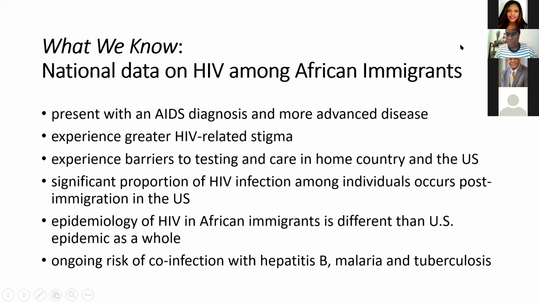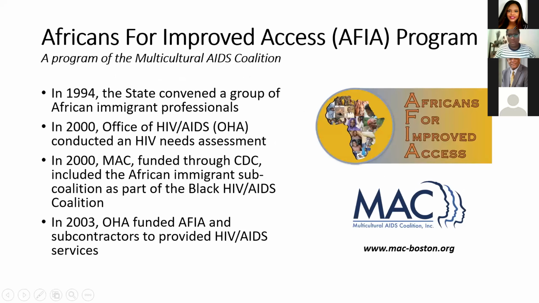And I think that's very important because often when we have this conversation, we're talking about people coming from areas that have high numbers of HIV infection or high prevalence, when really what data has shown is that African immigrants are getting infected here in the US. And we already showed that the epi profile is different. And there are other co-infections in dealing with African immigrants and other immigrants too, around hepatitis B, malaria, and also tuberculosis. So I want to ground our conversation in the work that has been happening in Massachusetts.